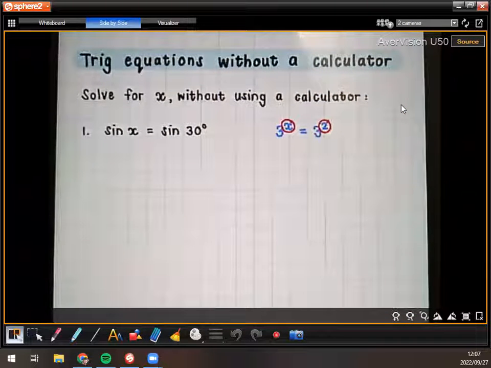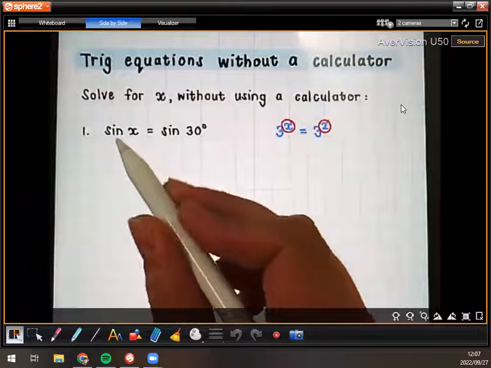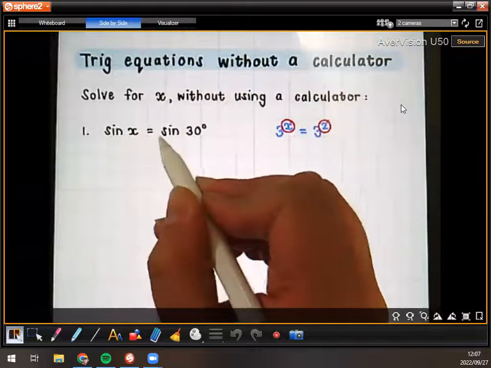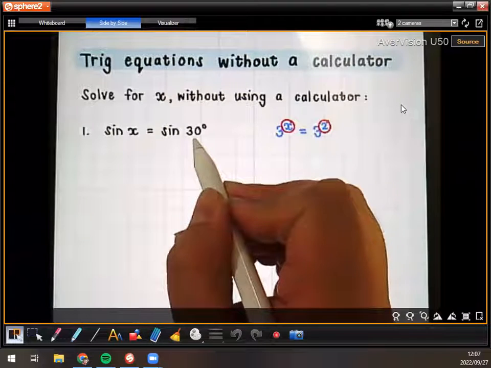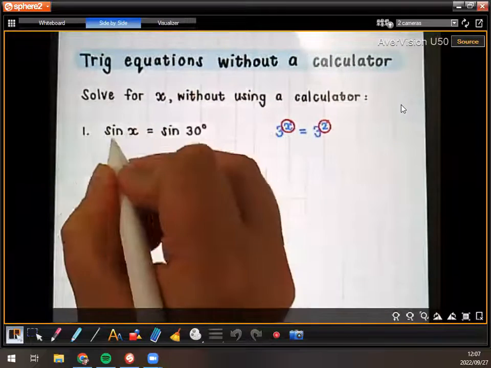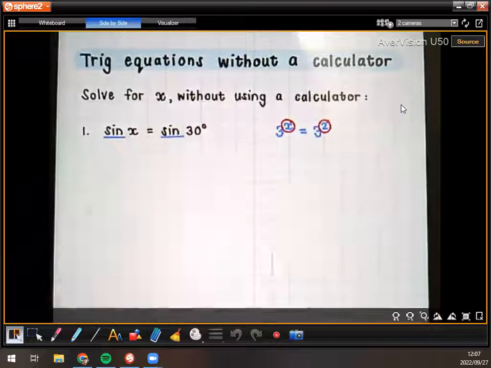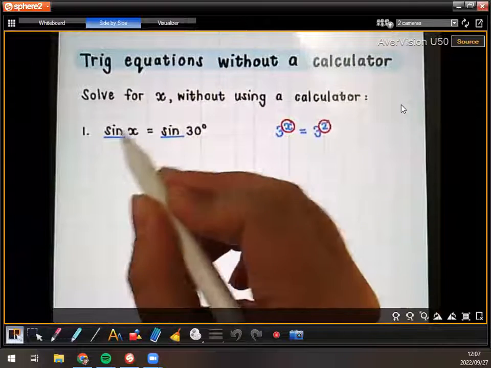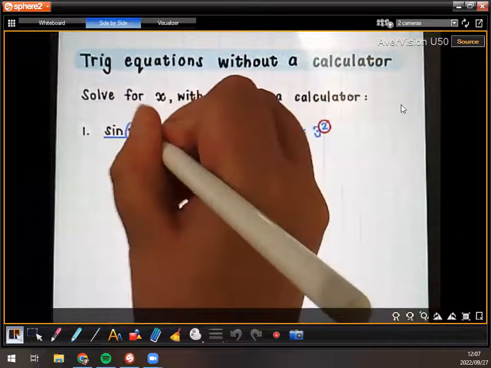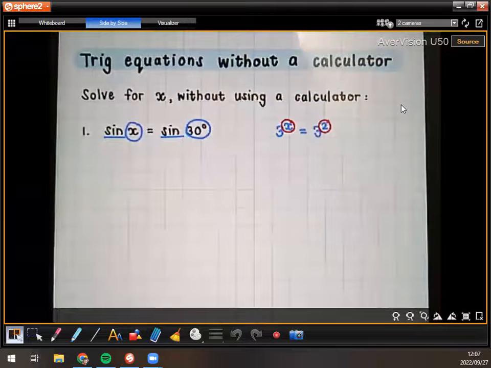Do you remember that? And guys, we have a similar situation here where they're telling us that sine x is equal to sine of 30. So what we have is that the trig ratios are the same, sine and sine. And in order for this left-hand side to be equal to the right-hand side, the angles are also going to have to be equal. That's the only way for sine x to be equal to sine 30, is if x is 30.